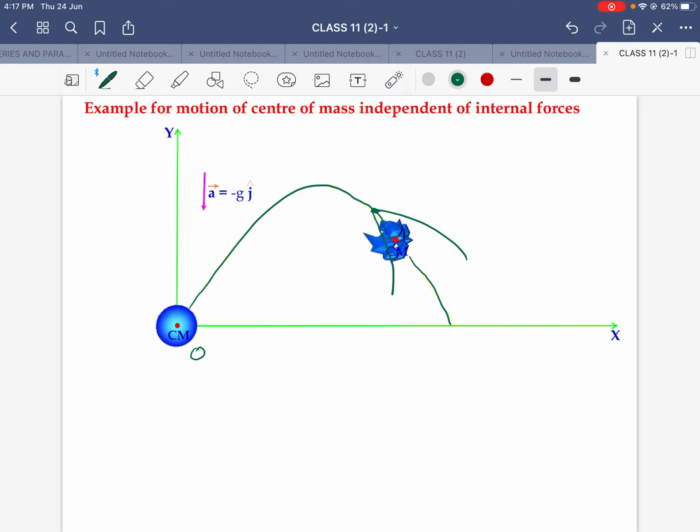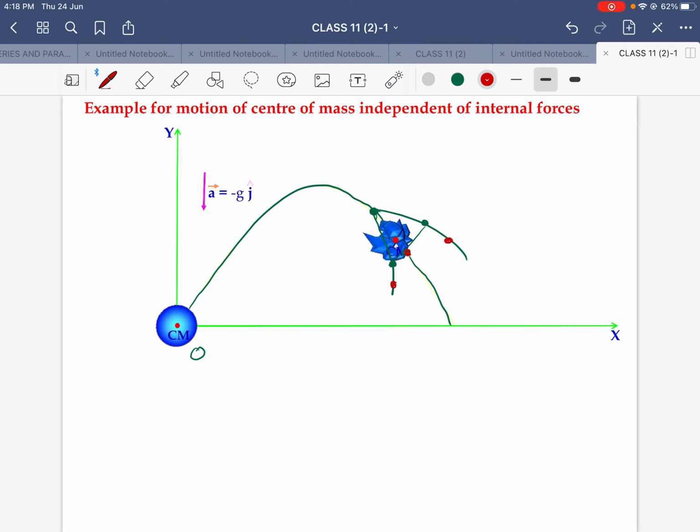Now the forces leading to the explosion are internal forces, because there is no external force acting at this point along its trajectory. The force responsible for the explosion of the projectile midway is only the internal force. Therefore, the internal forces contribute nothing to the motion of the center of mass. If one particle is moving along this and the second particle along this, their center of mass is again lying at the midpoint, along the same path which was followed by the projectile before the explosion.